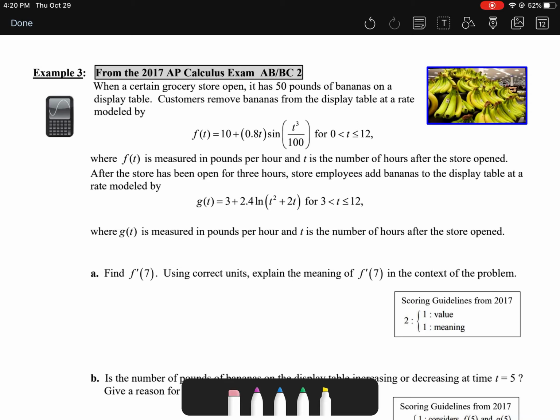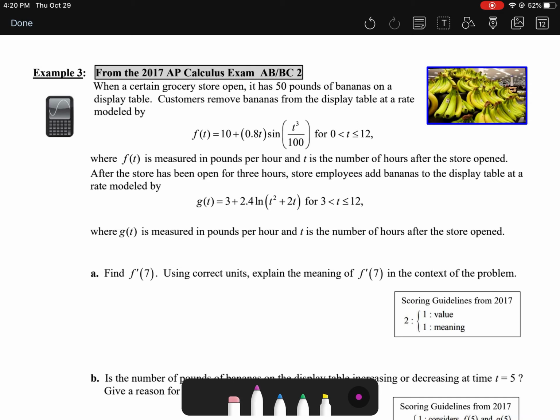With example 3, this was taken from the 2017 AP Calc exam. This was question 2 for both the AB and the BC. I want you to, at home, go ahead and try this on your own. Okay, so you can look at example 1 and 2 as examples, and I want you to go ahead and do that. So pause the video and then come back and check your work to see how you did. Okay, class, welcome back. So let's go over example 3.